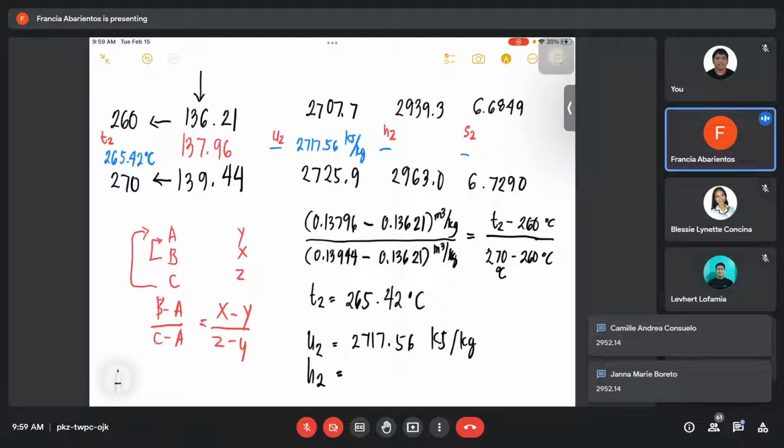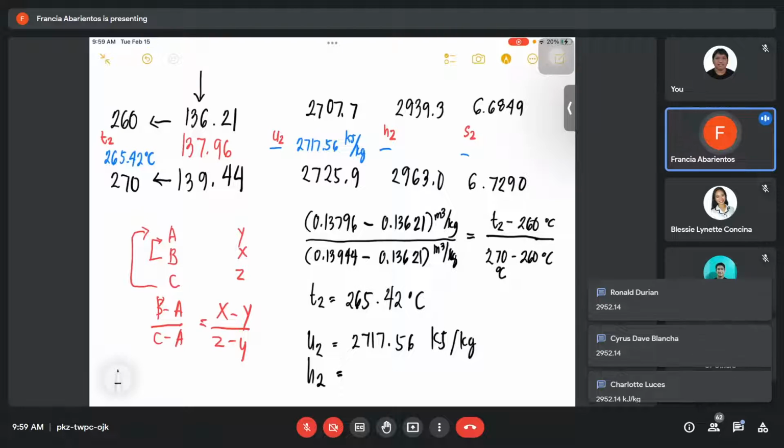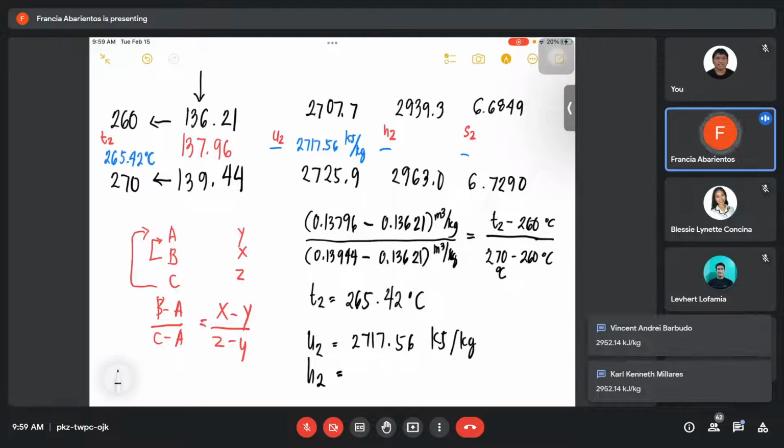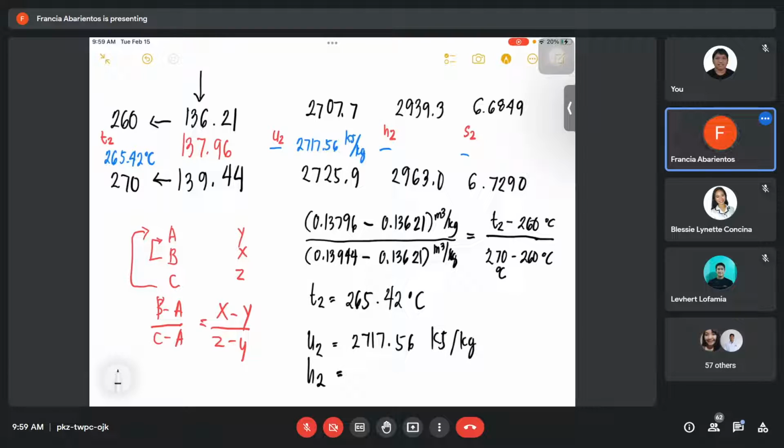Okay. Minus. Class, kayo na lang maghanap ng hacks kung paano kayo madali mag-interpolate. Siyempre, hindi yun sasabihin ni ma'am. It's for you to discover. Okay? 2939.3 minus 2963.63 minus 2939. Ayan, may units na sila. Thank you, class. 2952. Very good. 2952.14. Okay.